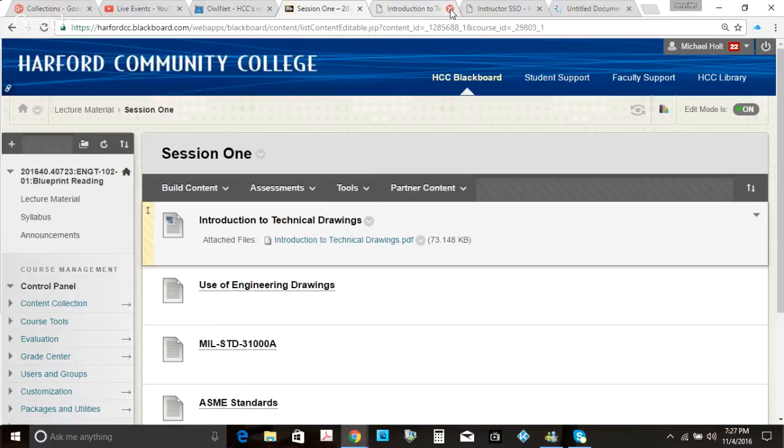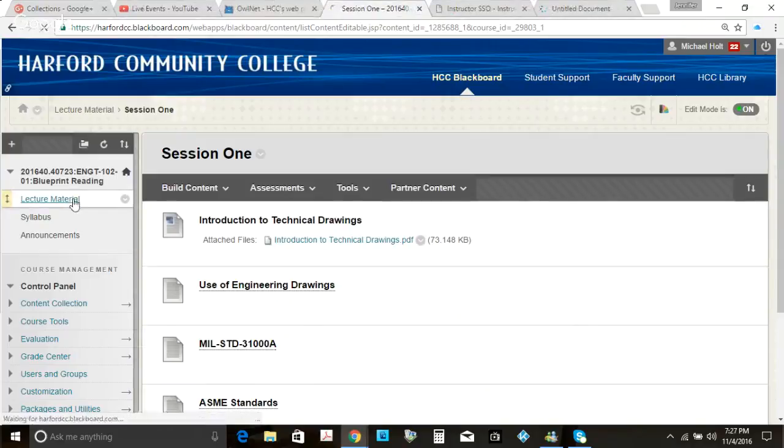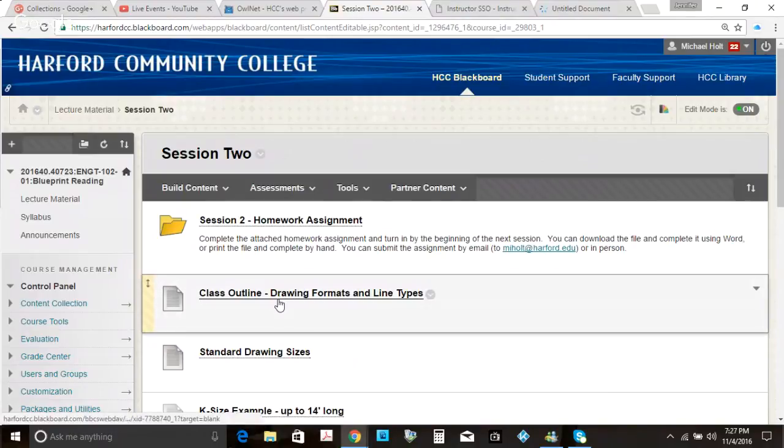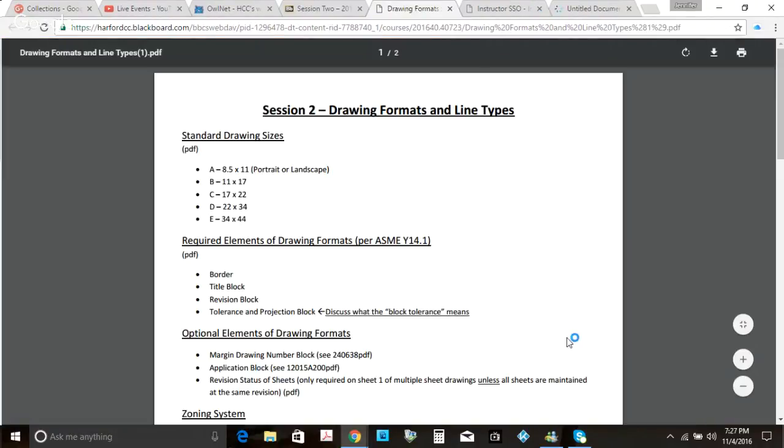Moving to session 2, what we want to focus on there for the exam. Let's see. Let's call up our outline.